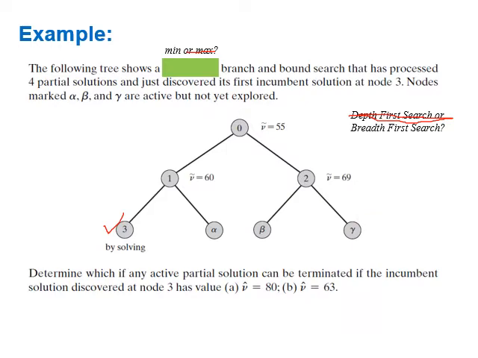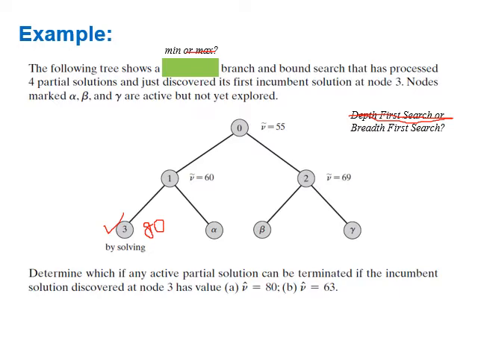The question has 2 parts. It says that, initially, let's consider that the incumbent solution that we obtained in node 3 has an objective value of 80. Then the question is, can we fathom any one of the unexplored nodes, alpha, beta, or gamma with this one? How can we decide on this?